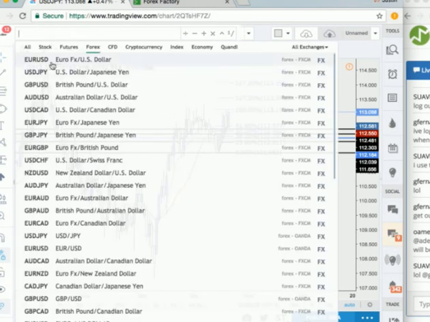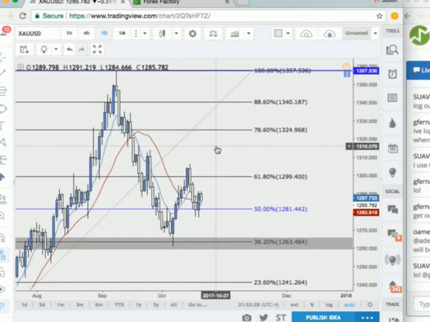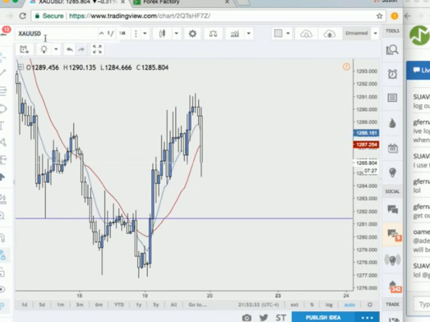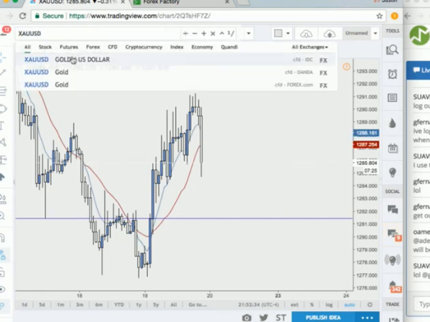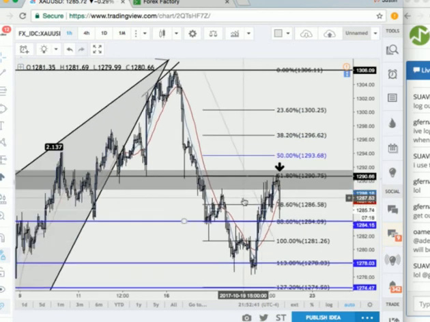That news, crazy. Let's take another look at gold. I have the setup here. Look at that, 618. Bam! Down.